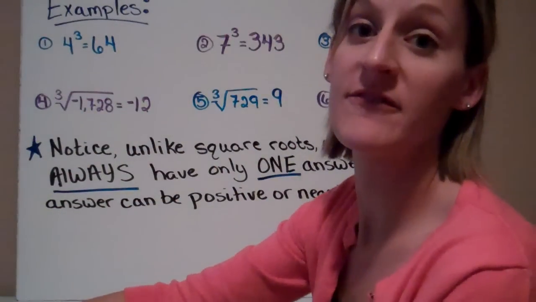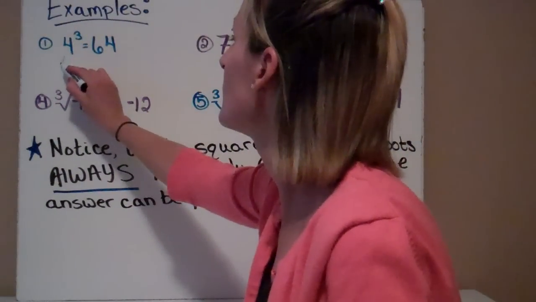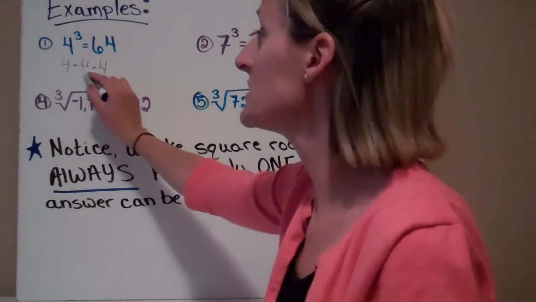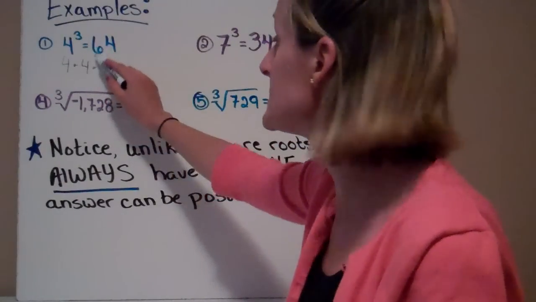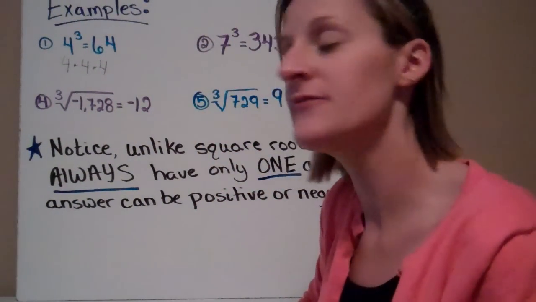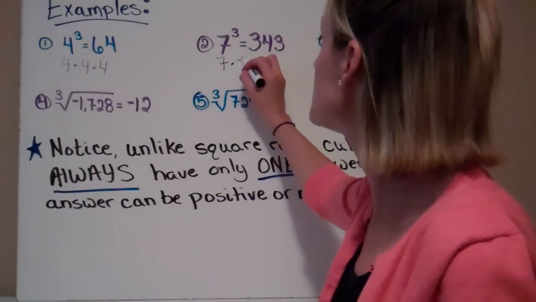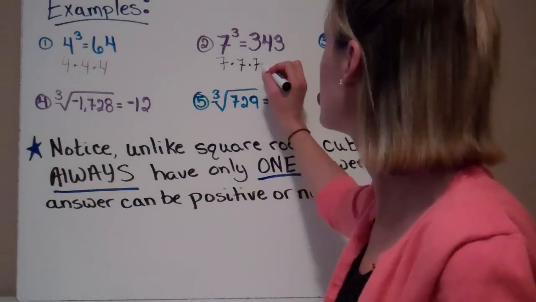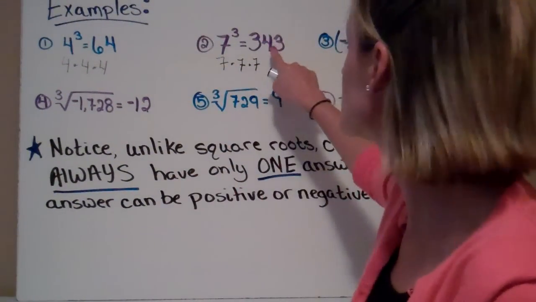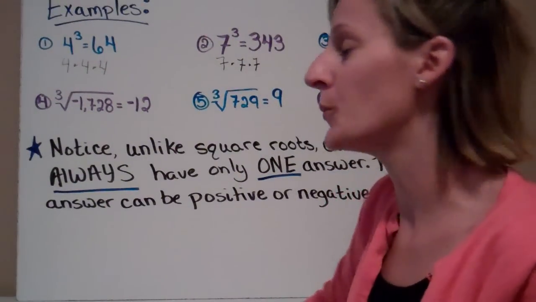So let's look at some examples. 4 cubed. Well, we've got 4 times 4 times 4. 4 times 4 is going to be 16, and 16 times 4 is 64. So my answer to 4 cubed would be 64. Now 7 cubed. Again, 7 times 7 times 7. Okay, 7 times 7 is 49, and 49 times 7 is 343. So 343 is going to be my perfect cube.